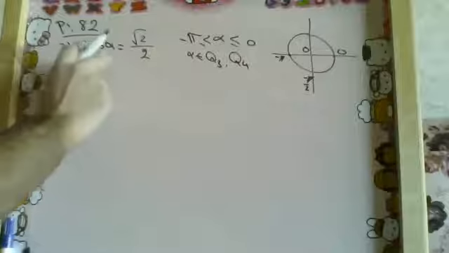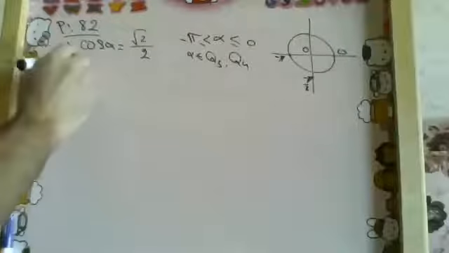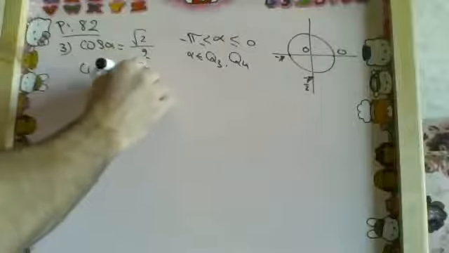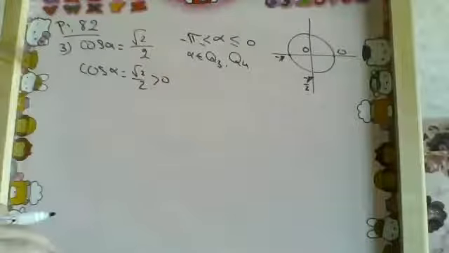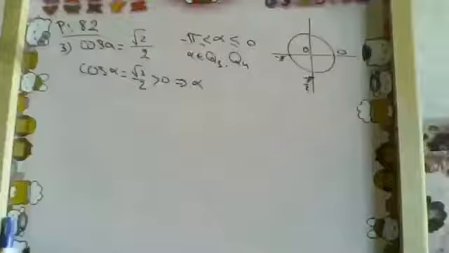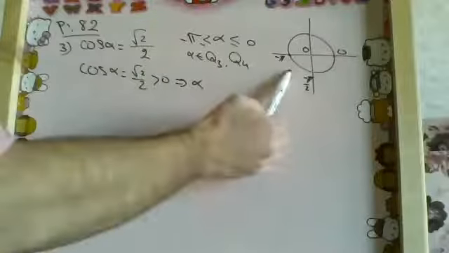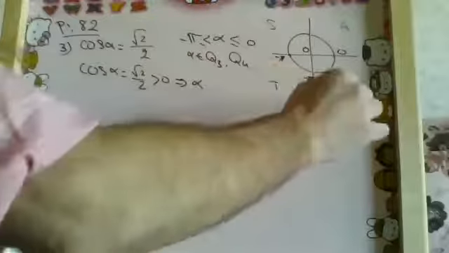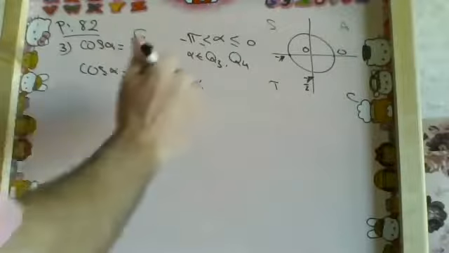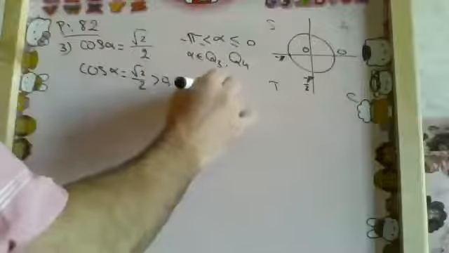But cosine alpha here is given as positive radical 2 over 2. Cosine alpha is equal to radical 2 over 2, which is positive. It means that alpha should be in which quadrant, 3 or 4? In quadrant 3, all students take chemistry. No, quadrant 4. Alpha should be in quadrant 4. So this is the first point.